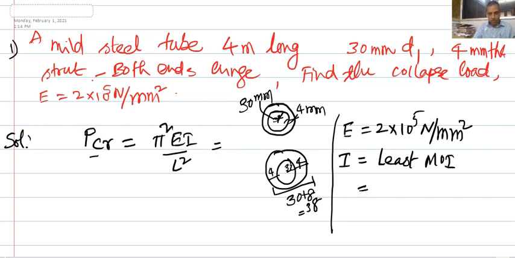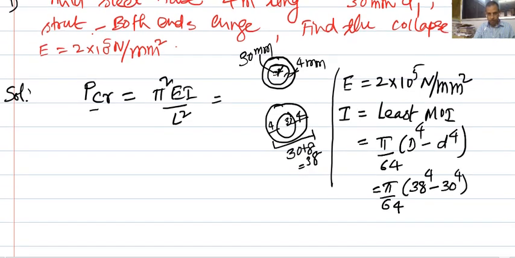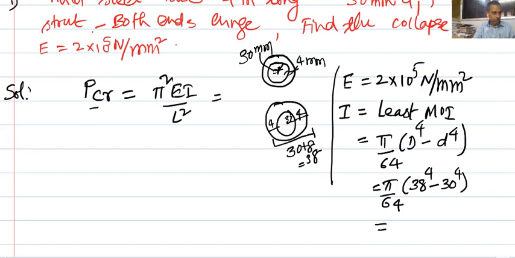So, the moment of inertia becomes pi by 64 into capital D power 4 minus small d power 4. Capital D is your outer dia and small d is your inner dia. So, pi by 64, capital D is 38 power 4 minus small d is 30 power 4, in terms of millimeter. So, what do we get if you calculate this? 92593 millimeter power 4, right? That is one. What else we require?